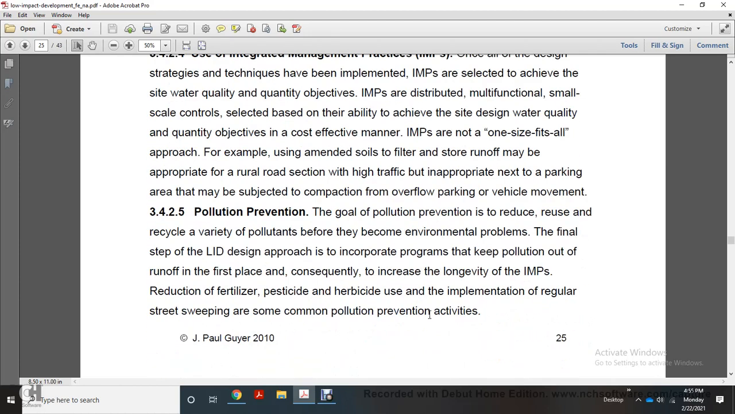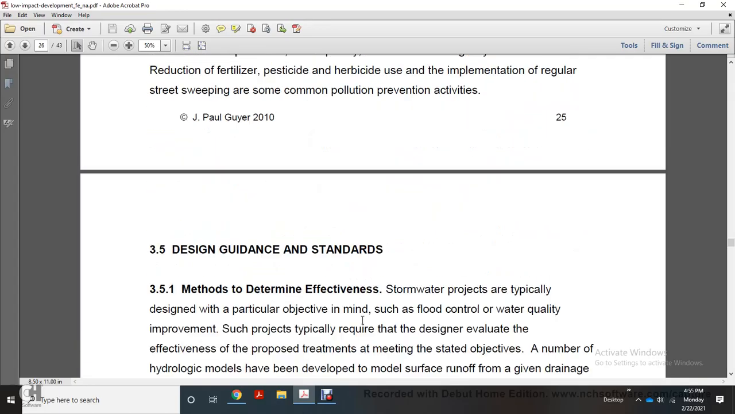Pollution prevention. The goal of pollution prevention is to reduce or recycle a variety of pollutants before they become an environmental problem. The final step of the low impact development design approaches is to incorporate programs to keep pollution out of runoff in the first place. Consequently, to increase the longevity of integrated management practices, reduction of fertilizers, pesticides, and herbicides, and the implementation of regular street sweeping are common pollution prevention activities.